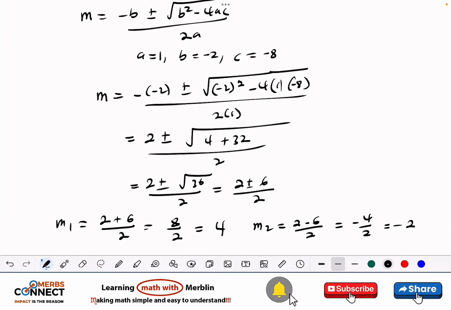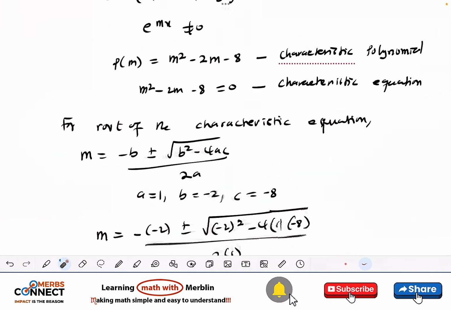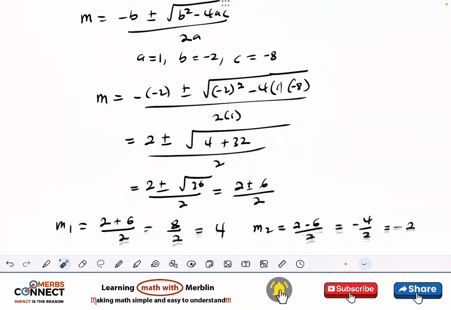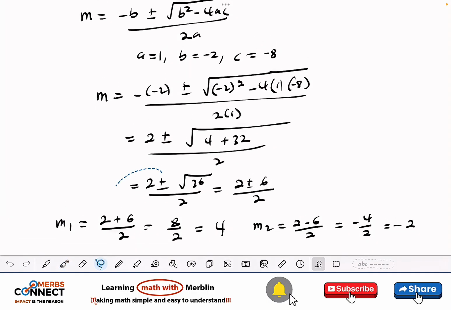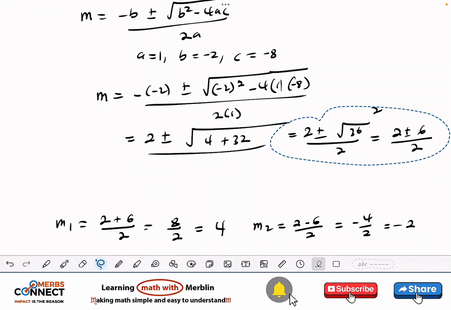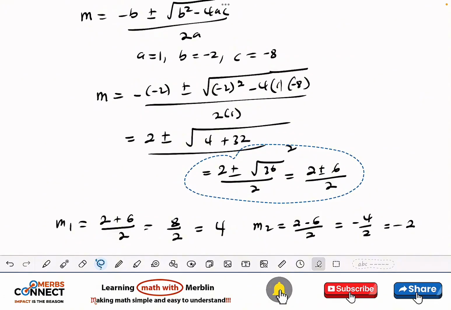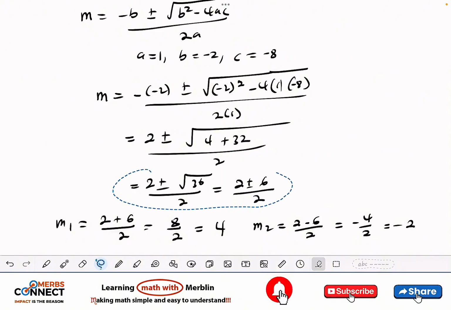Good. So now you've gotten m1 and m2. That is the most important thing. These are the roots of the characteristic equation. So now everything is very simple. What we just need to do is write out the general solution, and then we are done. So let me try and do it for you.